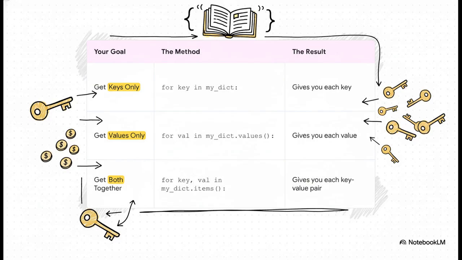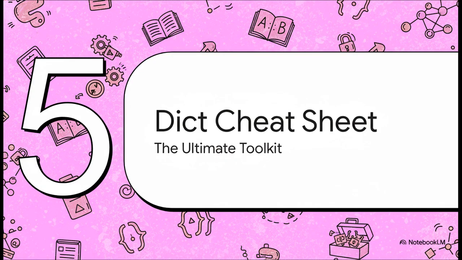If you just need the values, like say you're calculating the sum of a bunch of prices, you'd use the .values method. But the real powerhouse, and the one you'll probably use most often, is .items. It gives you both the key and the value together in each step of the loop, which is perfect for when you need the whole story. All right, we have covered a lot of ground, and fast. So let's pull everything together into a final cheat sheet.